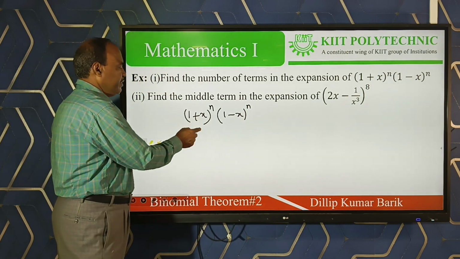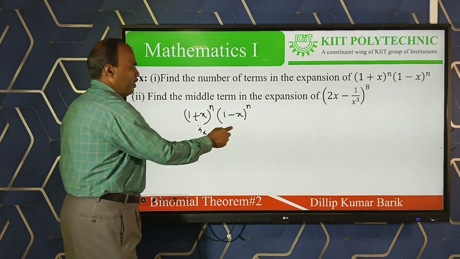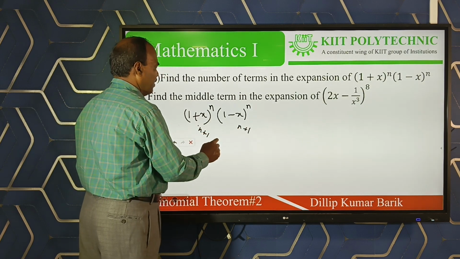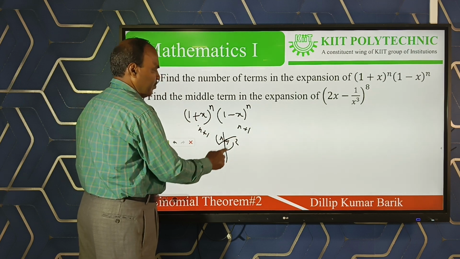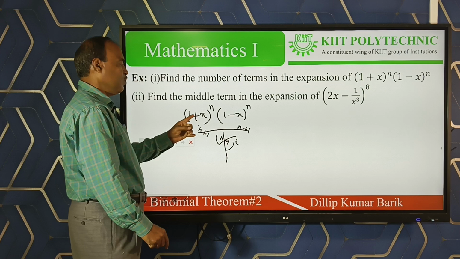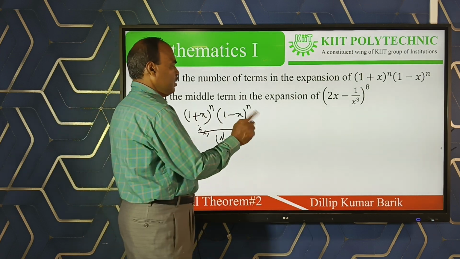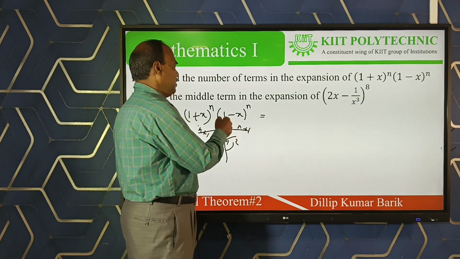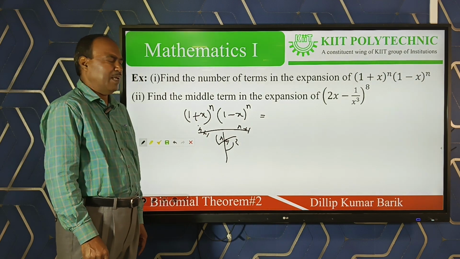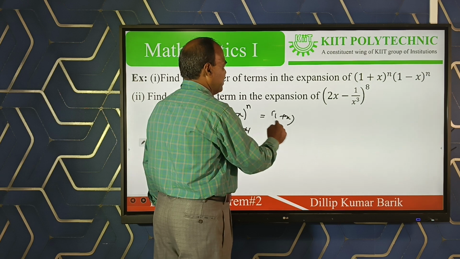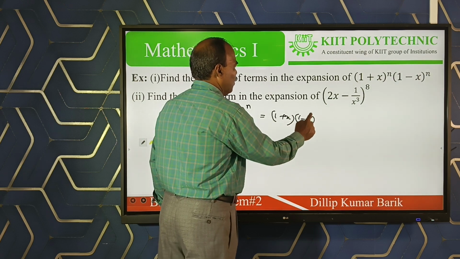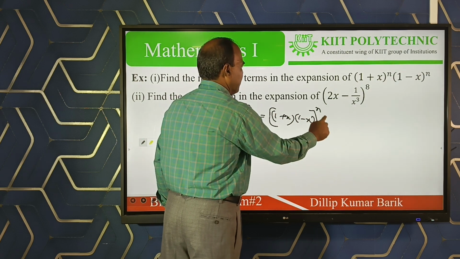Don't think its number of terms is n plus 1 and n plus 1, so that it is nothing but (n plus 1) whole square. This is a wrong answer. So what is the answer now? We have to combine these two binomials into a single binomial. Now see, these two terms lie under a usual formula. We can write this one as (1 plus x) into (1 minus x) whole to the power n.